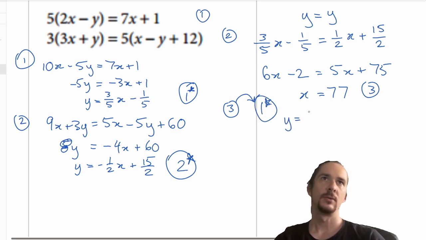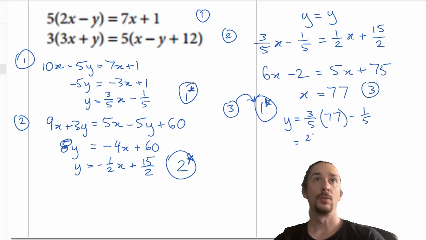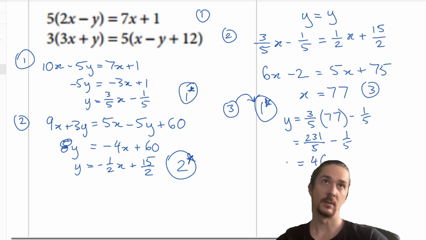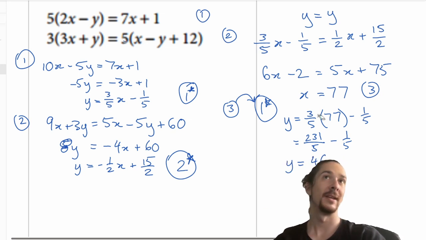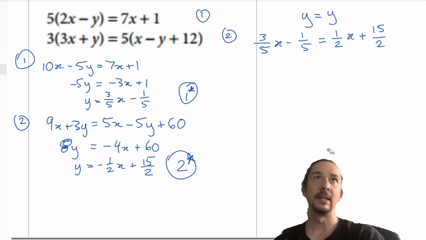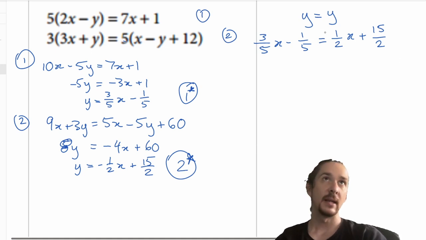Let's try plugging equation 3 into 1 star and see what 1 star wants. So y equals 3/5 of 77 minus 1/5. So that is 231 over 5 minus 1/5, which is 230 over 5, which is 46. I found the mistake, or I found a mistake anyway, which is that this should be a negative 1/2 x up here. So let's try this one more time.